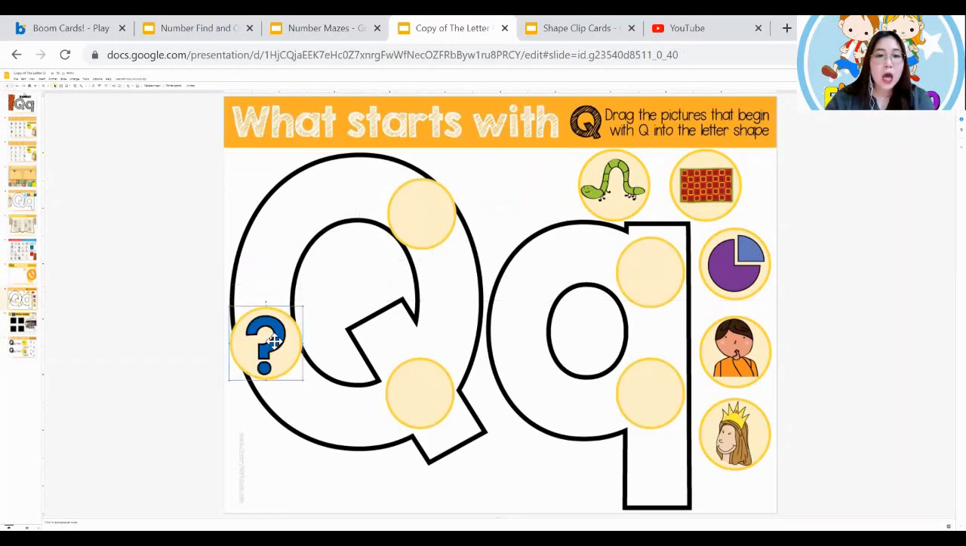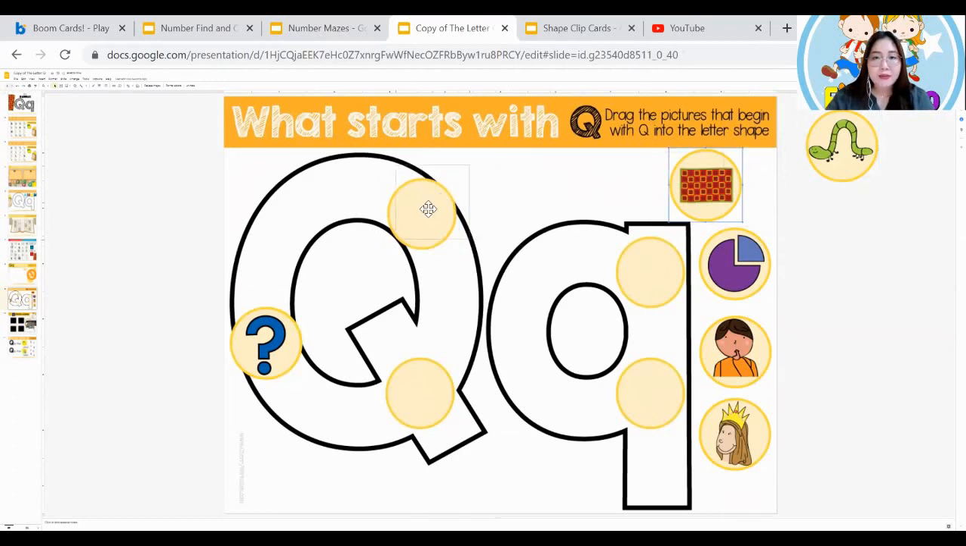This is a question mark. Letter Q is for question mark. Yes, it is. The next picture we have is an inchworm. Q is for inchworm. No, so we put it outside.